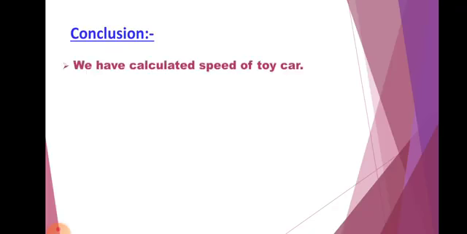Conclusion. So we have calculated the speed of the toy car, and remember students, we have to calculate the average speed. As we know, the speed is not constant every time. It is going to change. So we have taken 3 readings and we have to calculate the average speed. We add all the speeds and divide by the number of readings, that is divided by 3. It came out to be 0.17 meter per second.